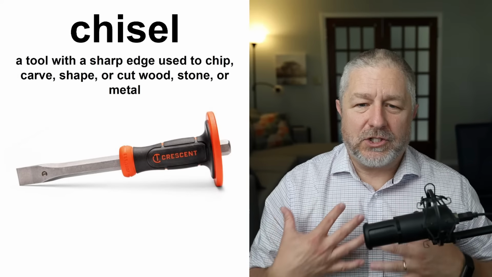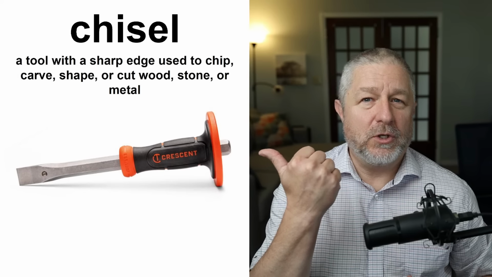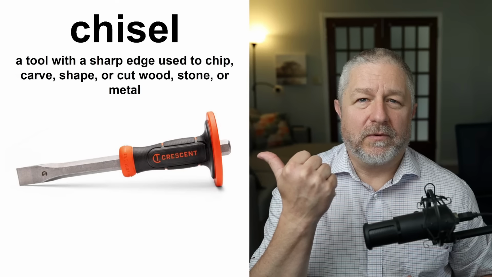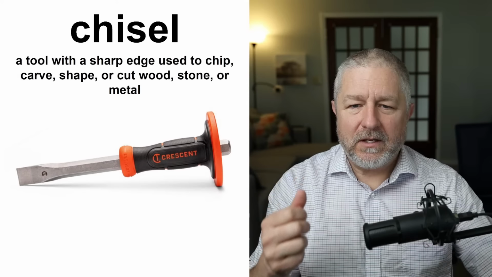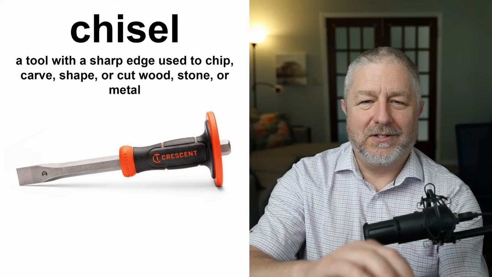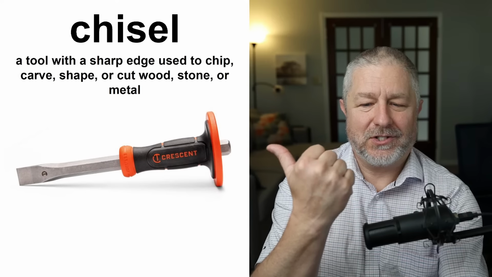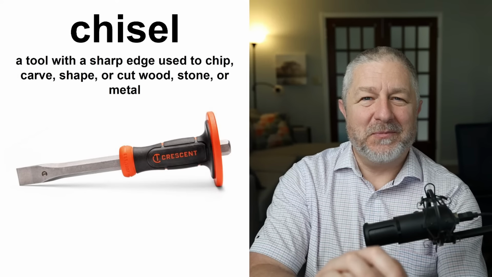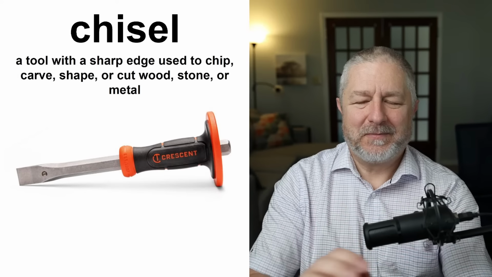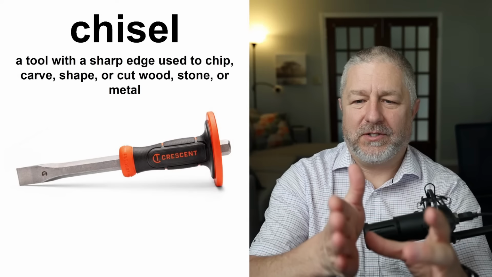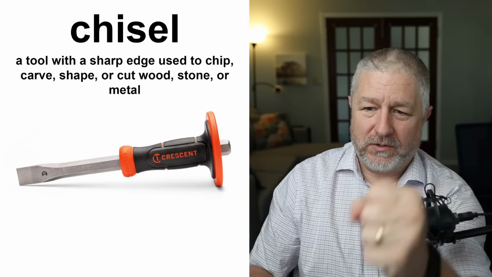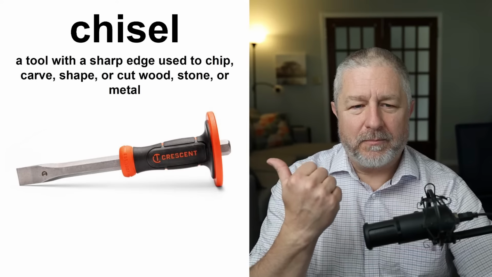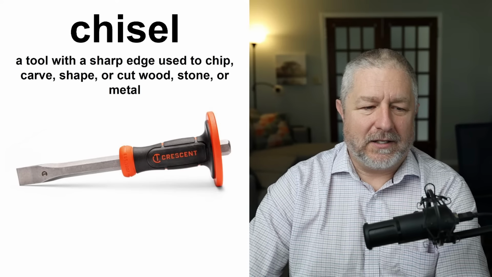Chisel, a tool with a sharp edge used to chip, carve, shape, or cut wood, stone, or metal. Most of the time, if I use a chisel, I use one like this. This is a chisel you would use for stone. You might use it for bricks. You might use it for blocks. You hold it with one hand, and it has a nice guard. I actually have almost exactly this chisel. So when you hit it with the hammer, it reduces the possibility of hurting your hand. But if you had a brick and you wanted to split that brick into two, you would use a chisel and a hammer, and the pointy end would slowly chip away and eventually break it into two.